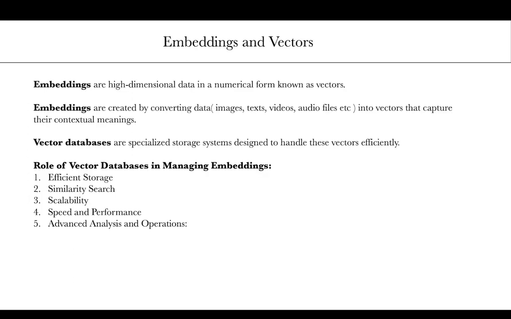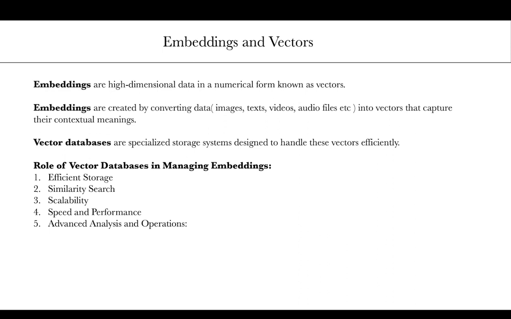To begin with, what are embeddings? Embeddings are high-dimensional data in a numerical form, which are also known as vectors. And these vectors are created from unstructured data like text, images, videos, or even audio files. And these vectors capture the contextual meaning of the data. On the other hand, vector databases are specialized storage systems designed to handle these vectors efficiently.